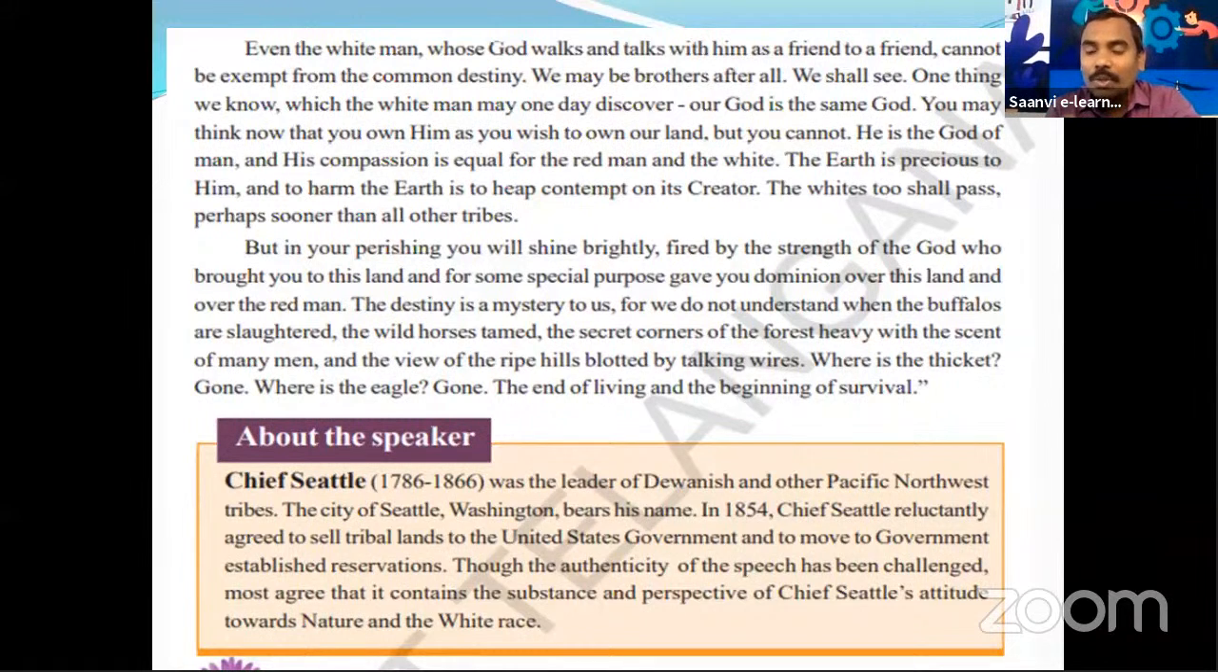But in your perishing, you will shine brightly. At the end of the day, you will be shining brightly, fired by the strength of the God who brought you to this land. God is the one who gave you all birth. And for some special purpose, God has an intention, maybe a special purpose. That is why God has given you control over this land and over the red man.